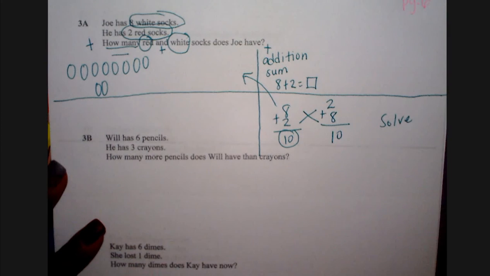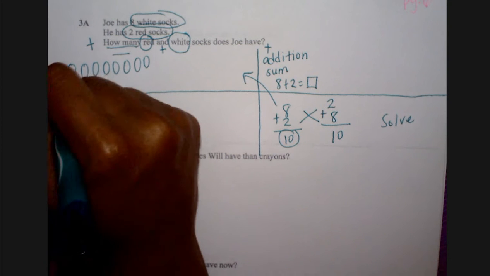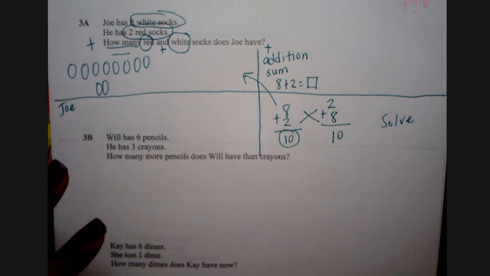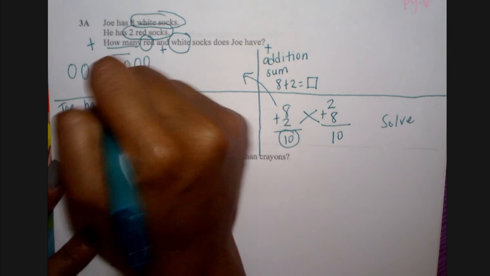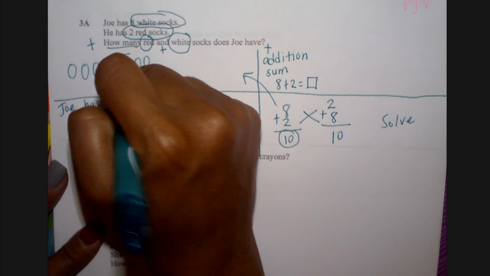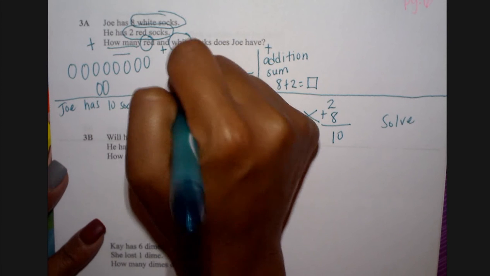I always have the kids reiterate the question and then answer it in a complete sentence. So how many red and white socks does Joe have? I don't like using he because he has a name. Joe has 10 socks in total. Complete sentence.